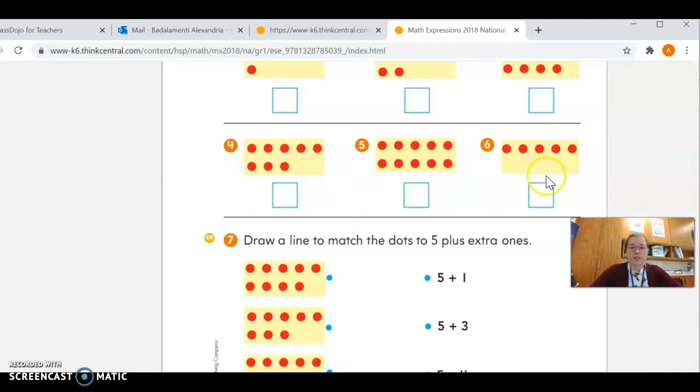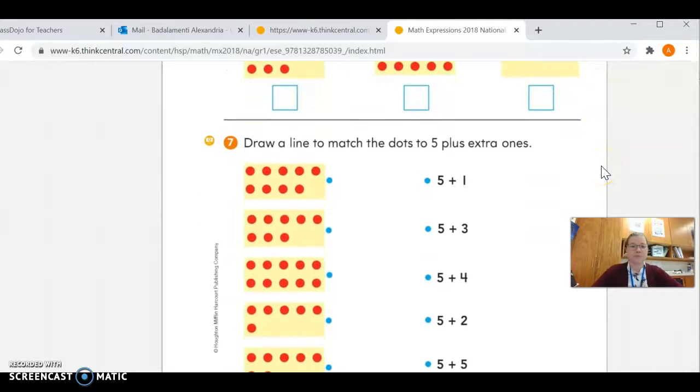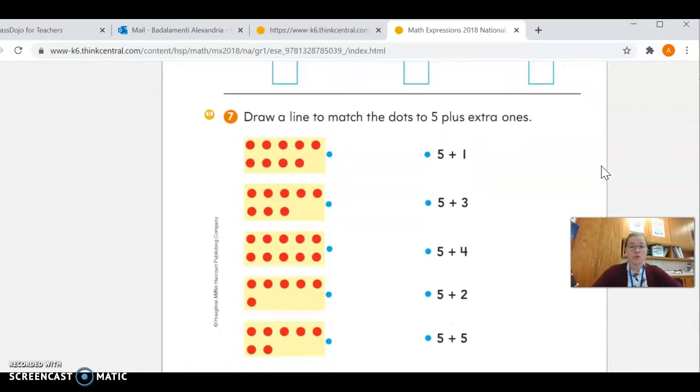Number 4, 5, and 6 are the same. Go ahead and do those on your own. So for number 7, draw a line to match the dots to 5 plus extra 1s. So remember, that's what we talked about when we were saying 6 is 5 plus 1.